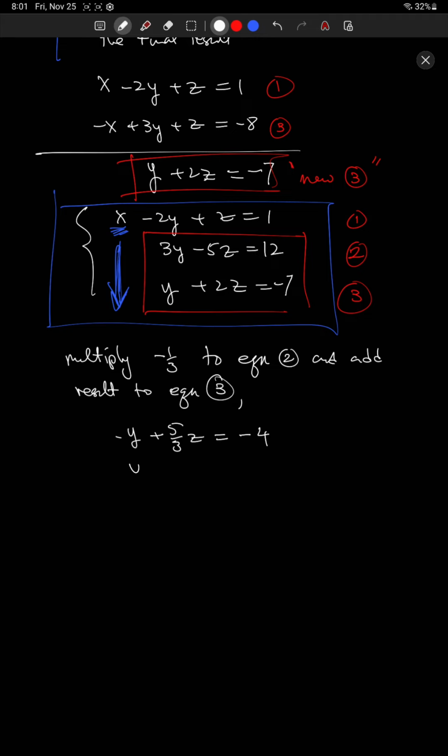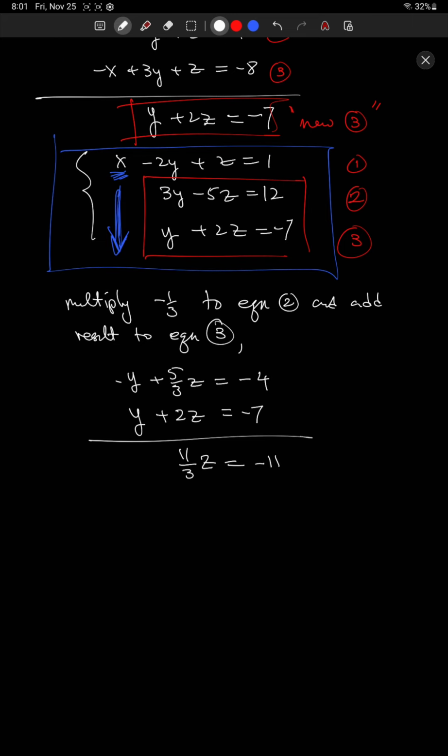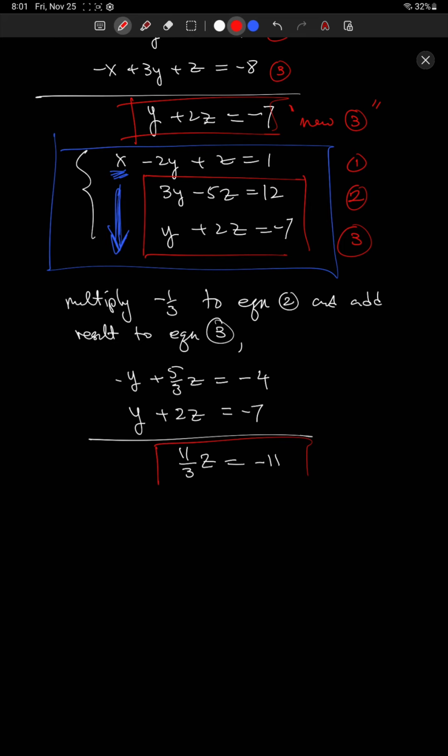All right, and then I'm adding that to equation 3. Okay, and the whole point of this addition is that these two y's should cancel, and they do. And when I add the next line, it's going to be 5/3 plus 2, so that's going to be 11/3 z is equal to, and this minus 4 and minus 7 are going to add up to minus 11. All right. Okay, so this is going to be my new equation 3.